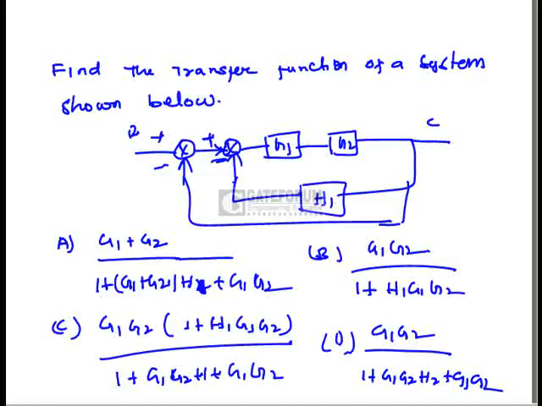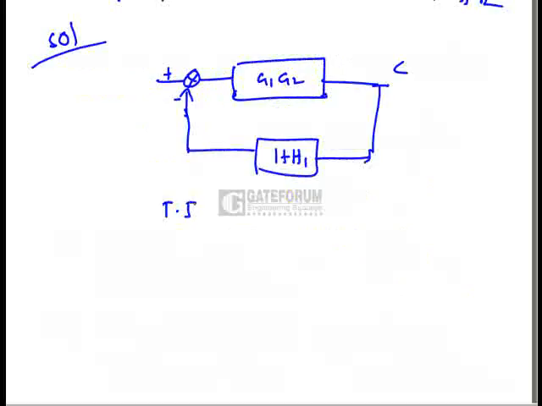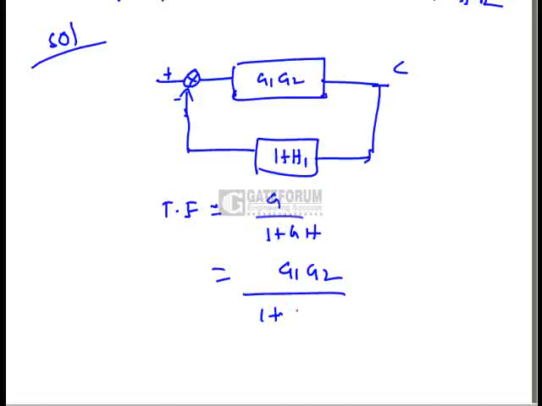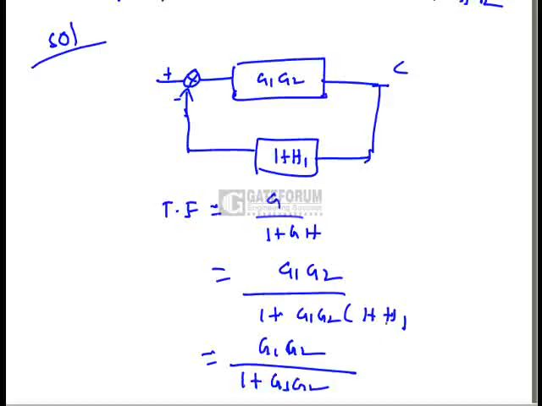Now I am reducing this. The transfer function equals, we know, G by 1 plus GH, because this is a negative feedback. So that's G by 1 plus GH. What is G here? G1 G2. And what is H? Again G1 G2 multiplied by 1 plus H1. If you solve this, what will you get? G1 G2 by 1 plus G1 G2 plus G1 G2 into H1. So what is your answer?